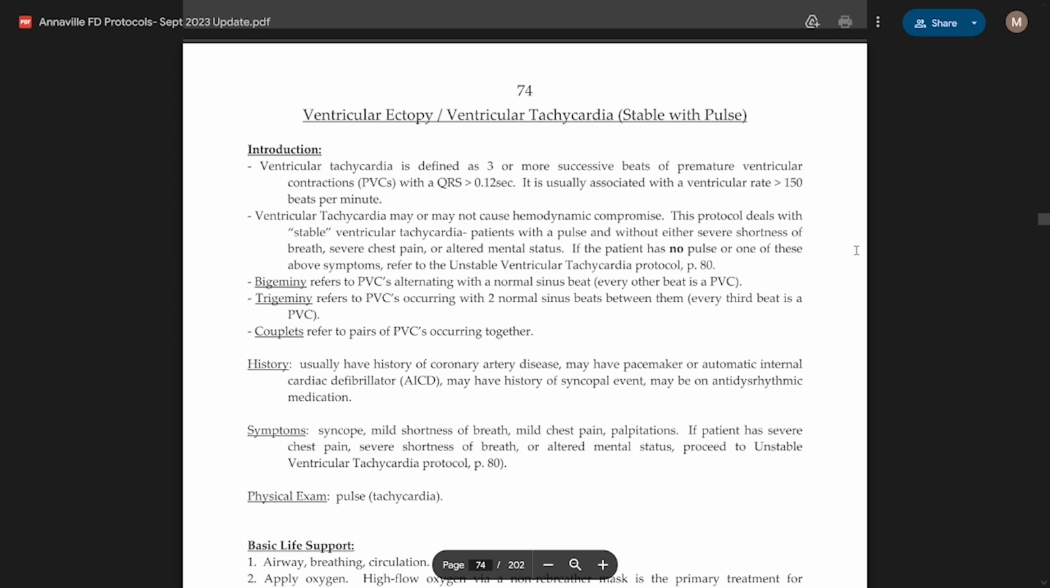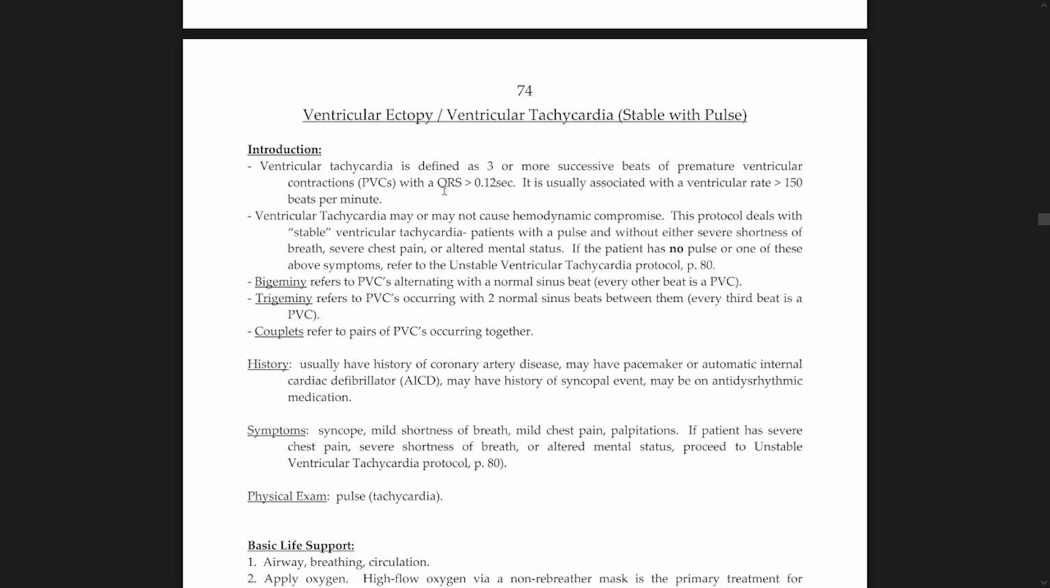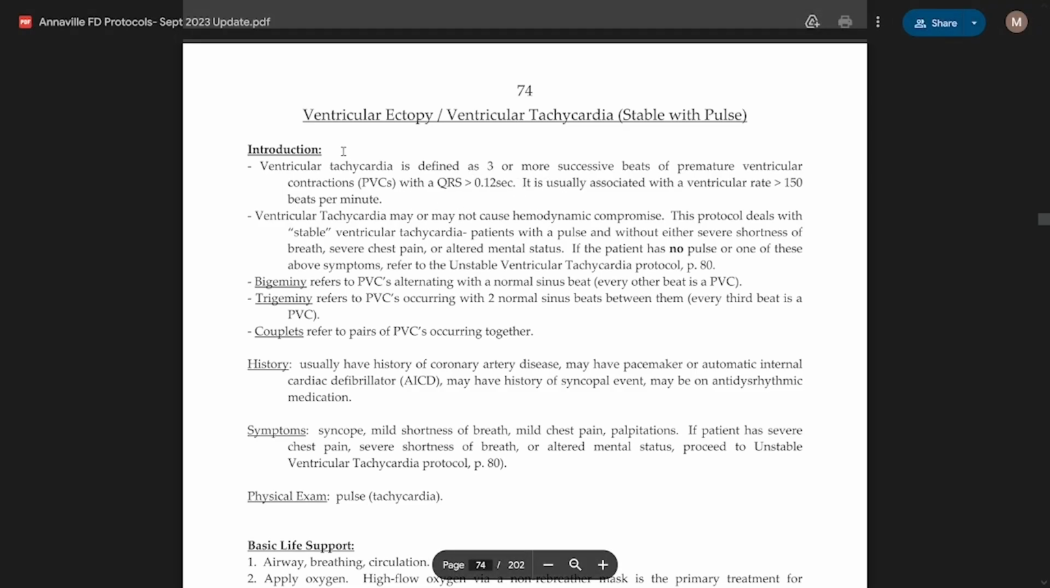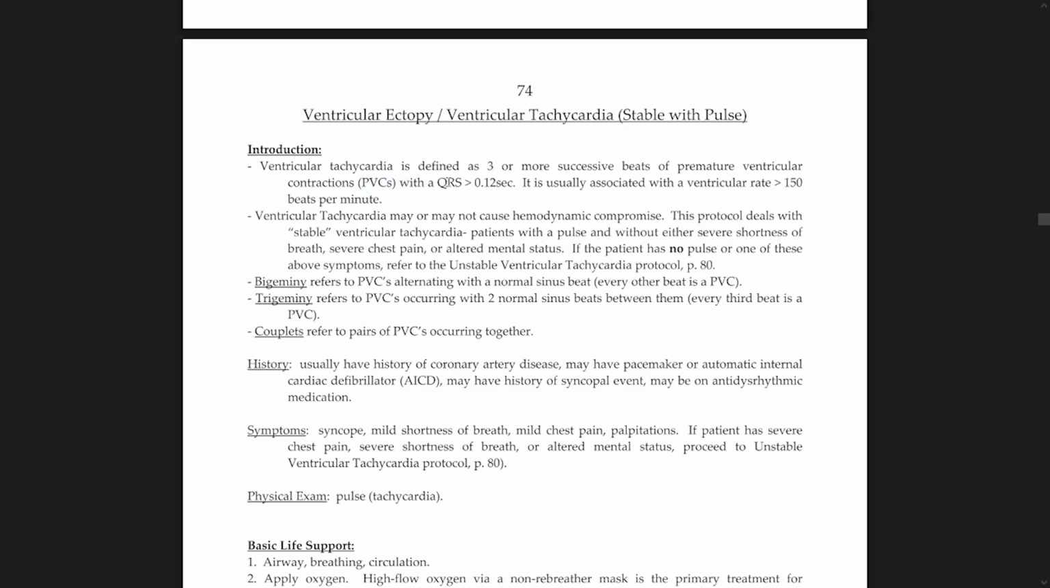Ventricular ectopy or ventricular tachycardia, stable with a pulse. Now the key term here is they're stable, they still have a pulse. VTAC is considered as 3 or more successive beats of premature ventricular contractions, or PVCs, with a QRS greater than 0.12 seconds.